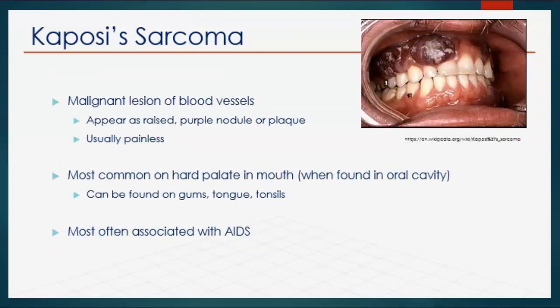The next one is Kaposi sarcoma, and this is a malignant lesion. It's most often associated with full-blown AIDS, people who have human immunodeficiency virus, but full-blown AIDS. And these don't only occur in the mouth, but they will occur anywhere on the skin. But these are common on the hard palate in the mouth. And again, that's when they are found in the oral cavity. But they can be found anywhere.